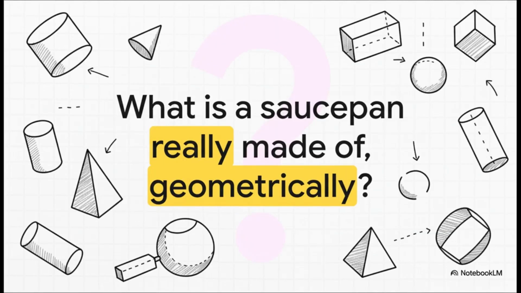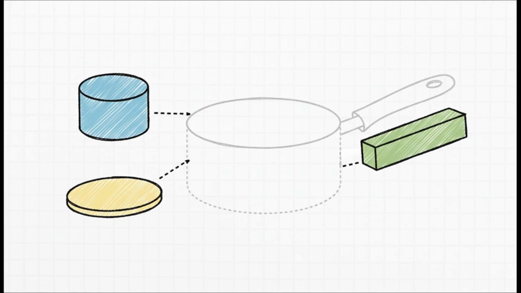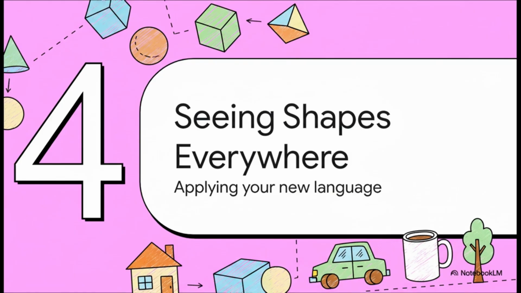So I want you to take a second and really look at it. If you had to describe this thing using only those basic geometric shapes we just talked about, what would you say? What is it actually made of? Okay, check this out. The main pot, it's just a hollow cylinder. Its base is a flat circular plate, and the handle, that's just a long rectangular solid. All of a sudden, this one complex object becomes a simple combination of three basic shapes. See how that works?